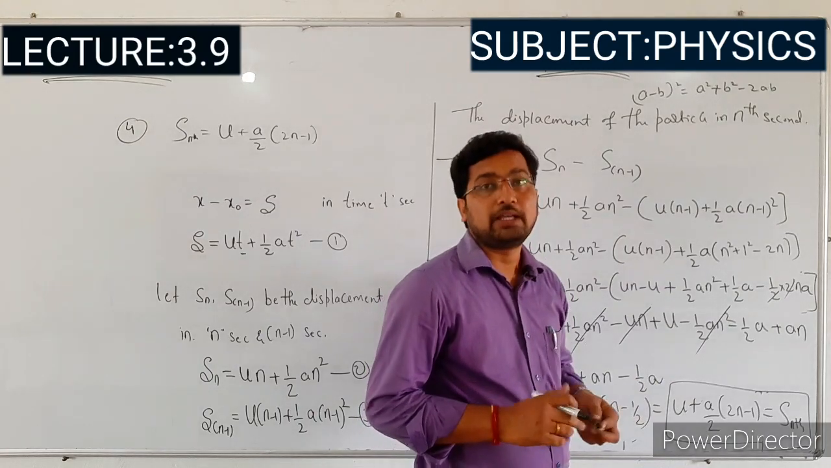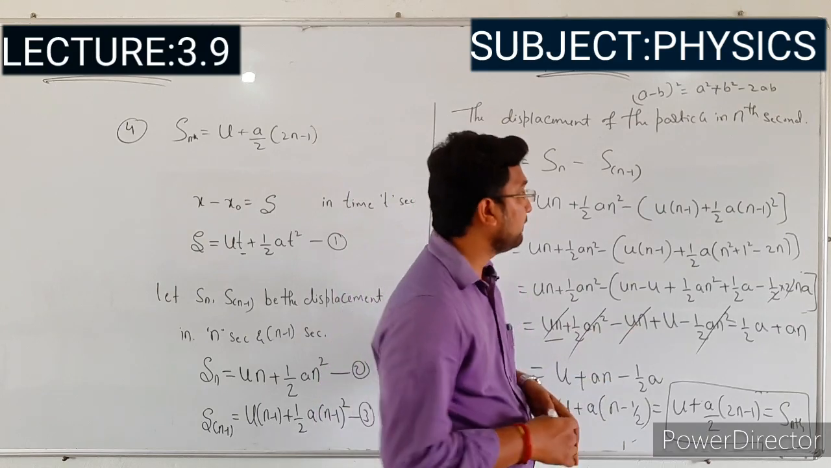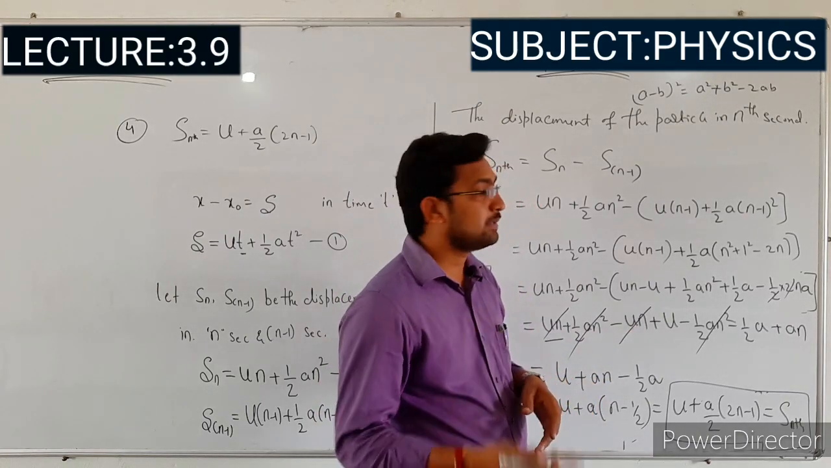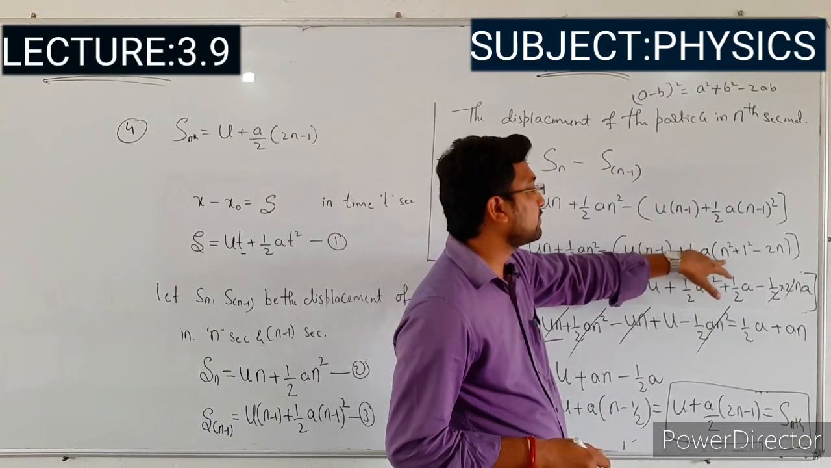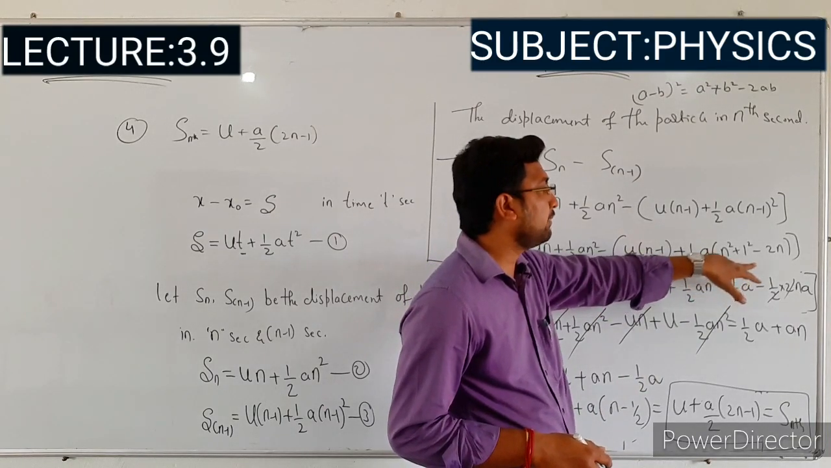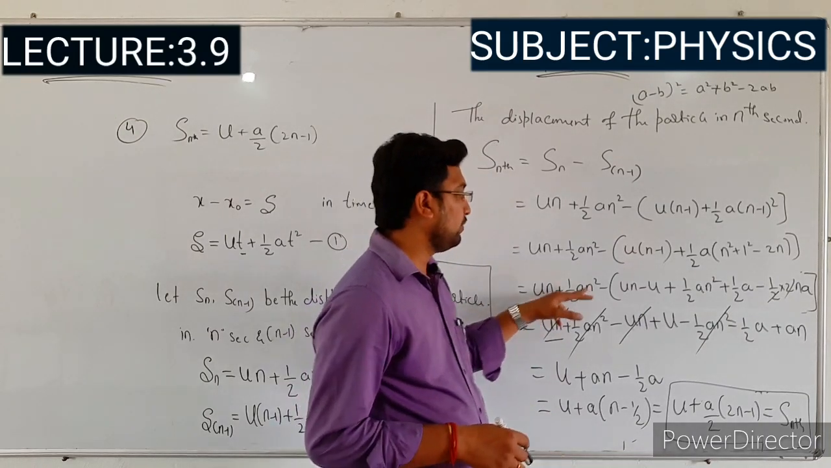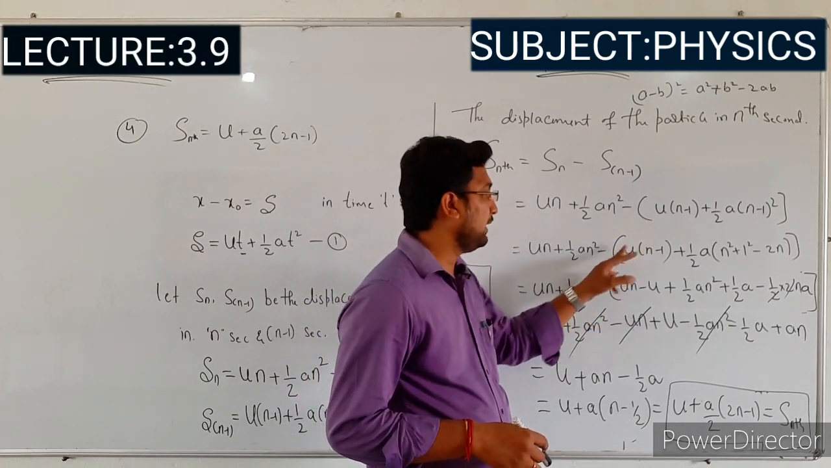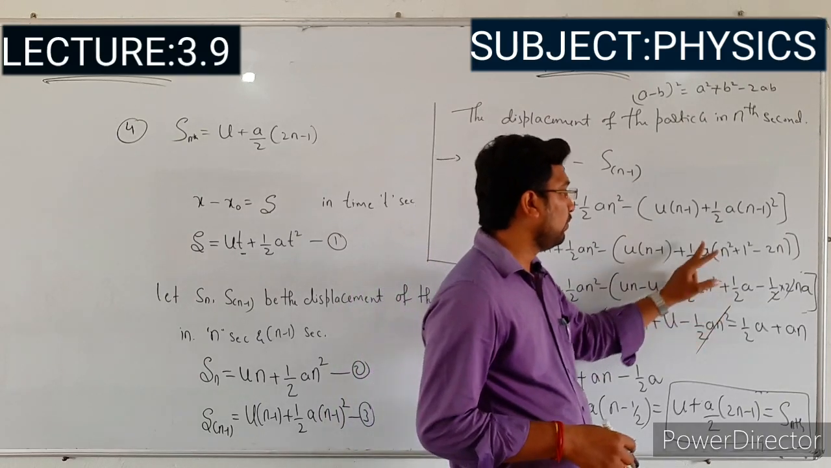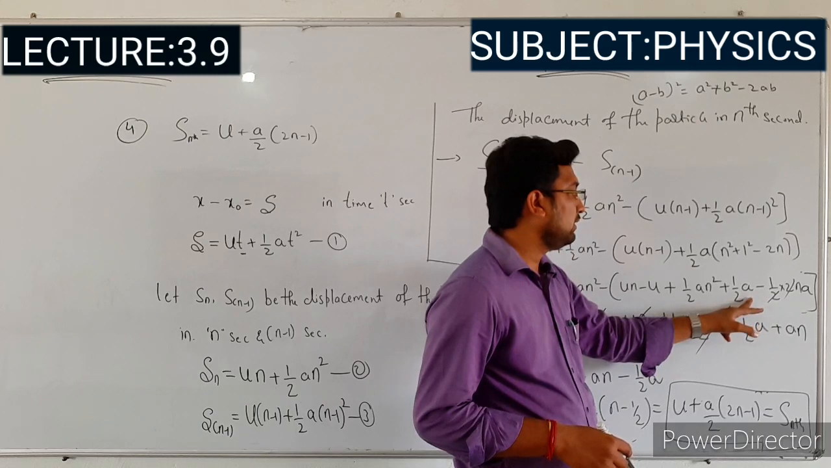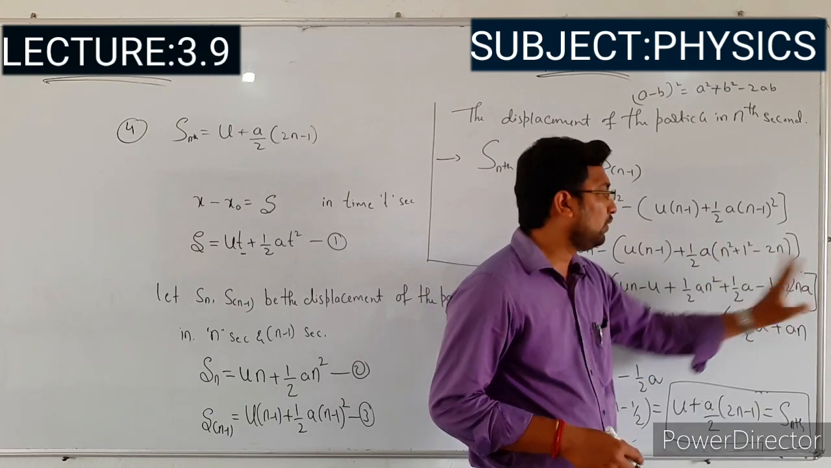This is in the form of a minus b whole square, a square plus b square minus 2ab. See here, this is in the form of n square plus 1 square minus 2n. So after that, un plus 1 by 2 an square minus un, multiply this one, minus u, plus 1 by 2 an square, plus 1 by 2a into 1 square, minus 1 by 2 into 2n into a.